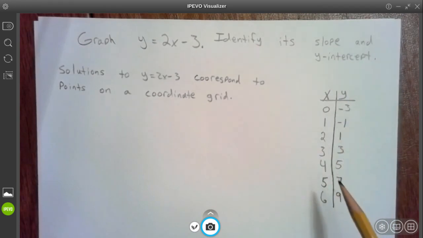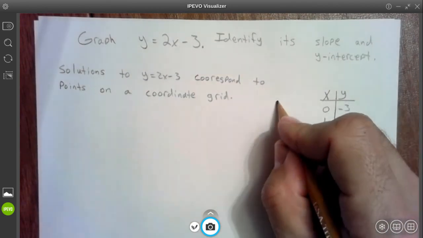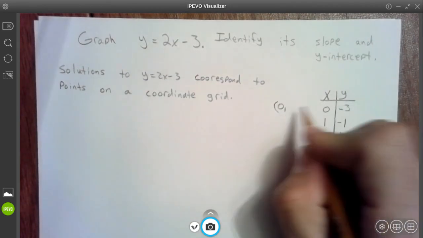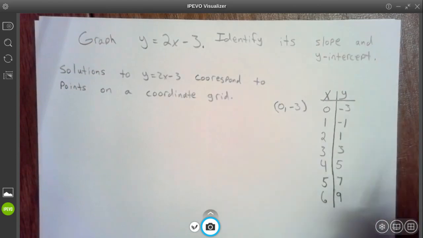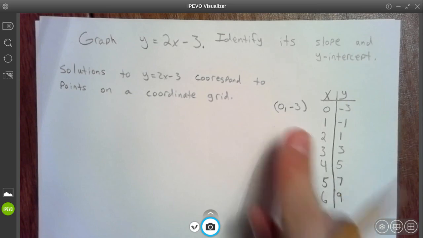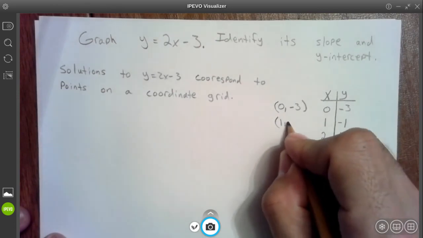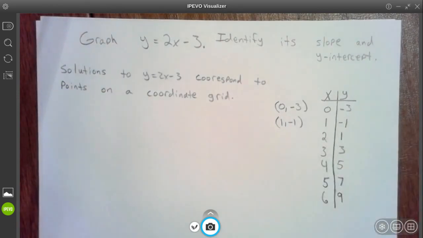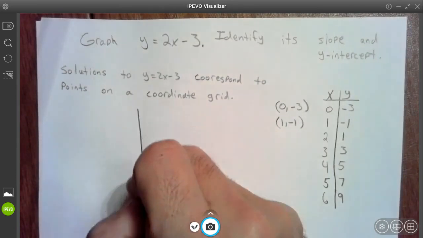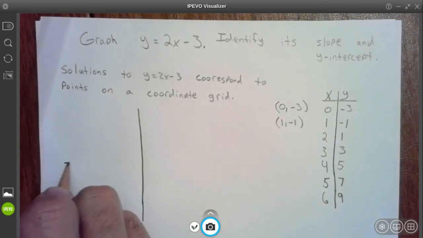Now, each of these pairs represents a solution. So 0, negative 3 is a solution, and we call that an ordered pair. This is how you would plot points back in pre-algebra probably. Or 1, negative 1 is a point that is a solution. I'm going to plot these points on a little xy coordinate grid, and once you connect all the dots, that's your graph.